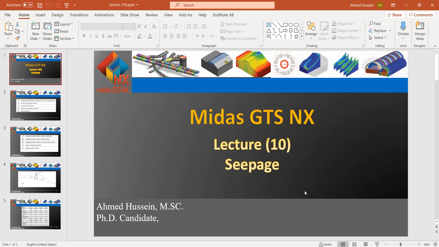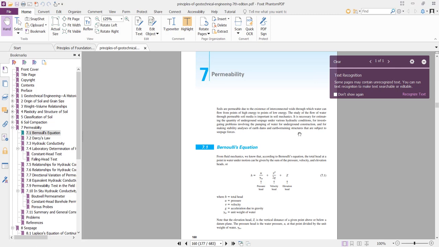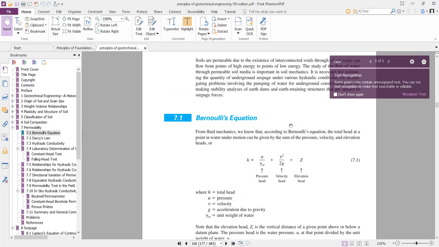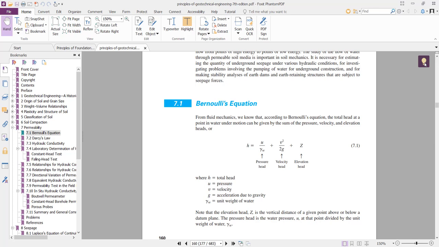So we will go now to understand what is permeability. Permeability, as I said, is a coefficient which judges the ability of the soil to pass water between its voids. And we agreed that water in general starts to move from the highest pressure to the lowest pressure, which means that the water in the soil will be controlled by an equation.